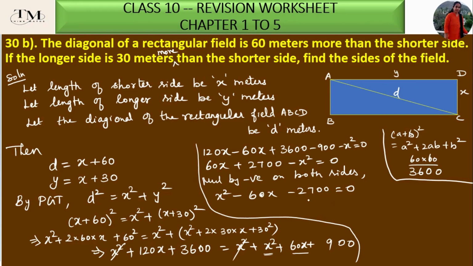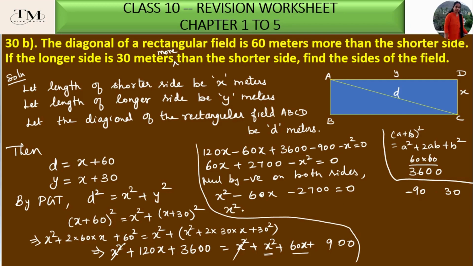So the product is minus 2700 and the addition is minus 60. What are the terms? We can take 90 and 30. So 90 into 30 is 2700. We need negative. Where to put the negative sign? We have here minus 60x, so we have to put the negative sign for 90, only then, since 90 is the bigger number, if you add, you will get minus 60.